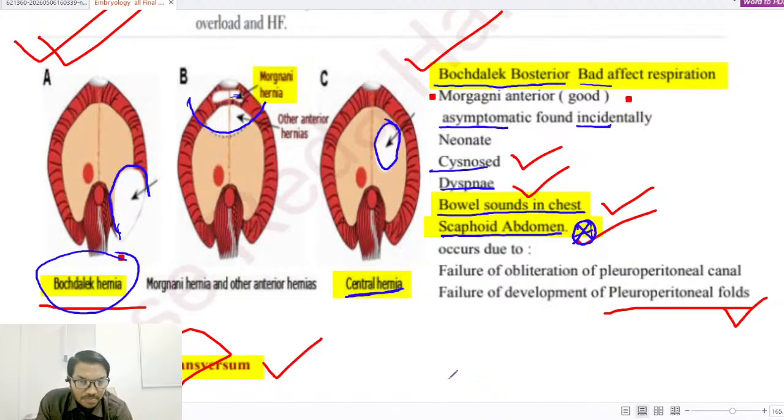This is an exam question. Why does it happen? Failure of obliteration of the pleuroperitoneal canal. Failure of development of the pleuroperitoneal fold. Bochdalek hernia develops due to failure of the pleuroperitoneal fold.